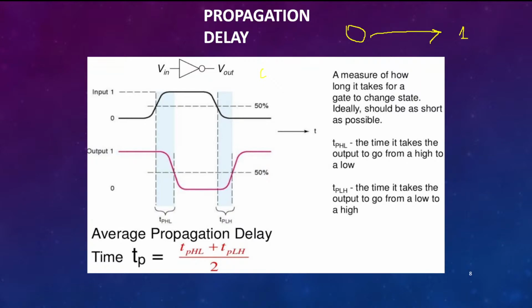So ideally it should be as short as possible, and the propagation delay formula given over here is TPHL plus TPLH, that means high to low and low to high, divided by 2. So this is the average propagation delay, which is given by TP, right?